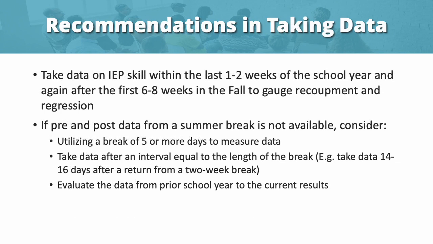it's recommended to take data on an IEP skill within the last 1 to 2 weeks of the school year, and then again after the first 6 to 8 weeks in the fall to gauge recoupment and regression. If pre and post data from a summer break is not available, you may consider utilizing a break of 5 or more days to measure data. You may take data after an interval equal to the length of the break. So for example, you may take data 14 to 16 days after a return from a 2-week break. Or you may evaluate data from the prior school year to the current results.